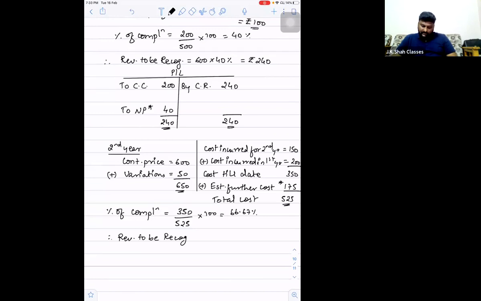So therefore, revenue to be recognized. Now here comes the most important point. 650 is the total revenue multiplied by 66.67%. But please understand this is cumulative. So from here, I will subtract whatever is recorded in the first year, that is 240.